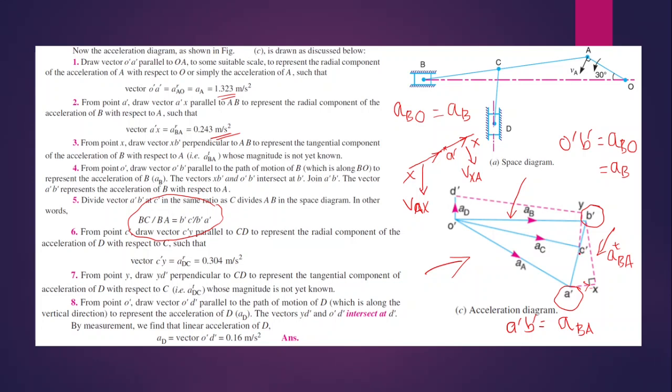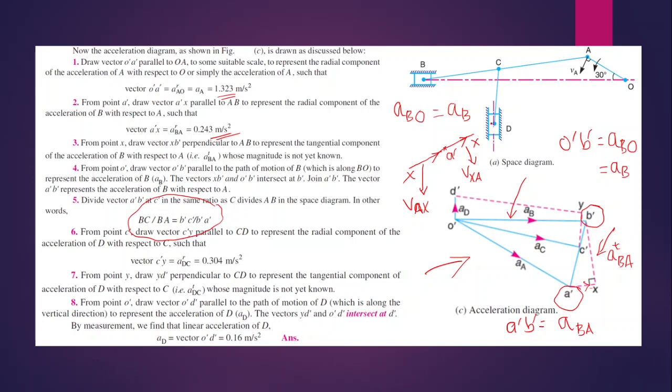By connecting that point C dash and O dash, we can find out the absolute acceleration of C with respect to O, because that point O is at rest. Then the relative acceleration of C with respect to O will become the absolute acceleration. Then we can measure that length. That length multiplied by the scale will give the absolute acceleration.